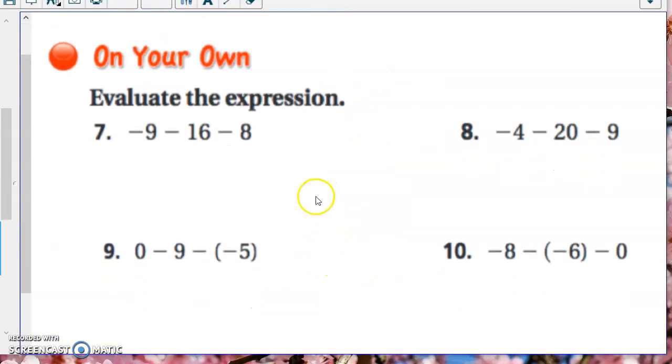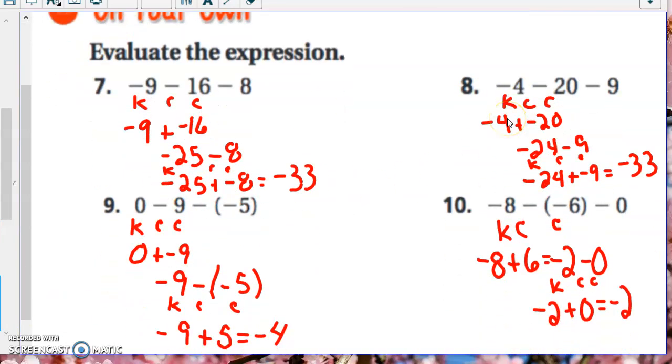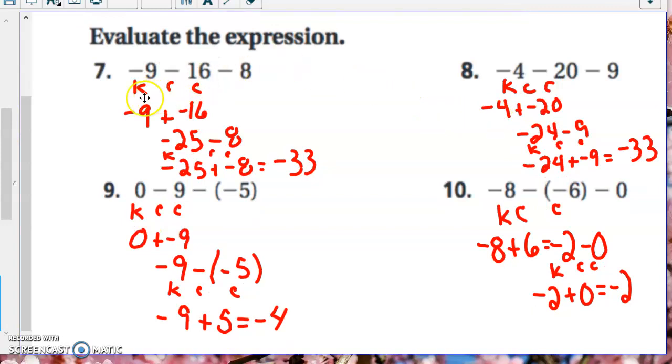So once again, try these ones on your own, pause the video, and then we'll check to see if you got them right or where you might have made your mistakes. Okay, I'm going to show all of these at the same time because it's hard for me to cover up here and there, so I'm just going to go through them. So keep, change, change, negative 9 plus negative 16. Those have same sign, so I add and keep the same sign.